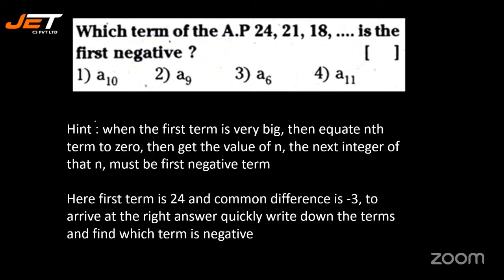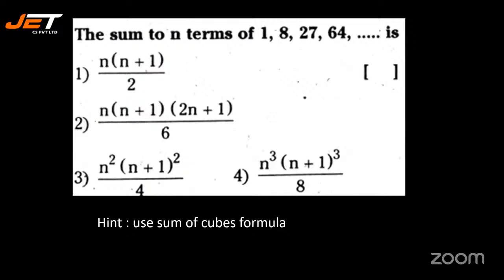So here the first term is 24. The common difference is minus 3. To arrive at the right answer, quickly write down the terms and find which term is negative. Okay, so by doing it, you will get 8n.